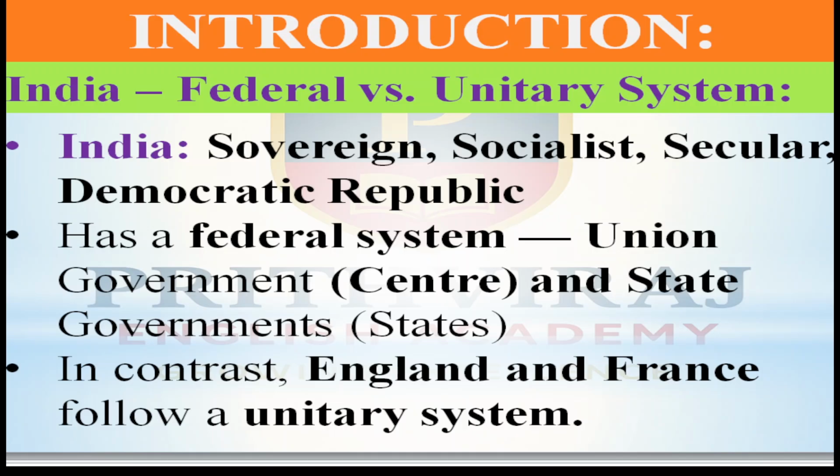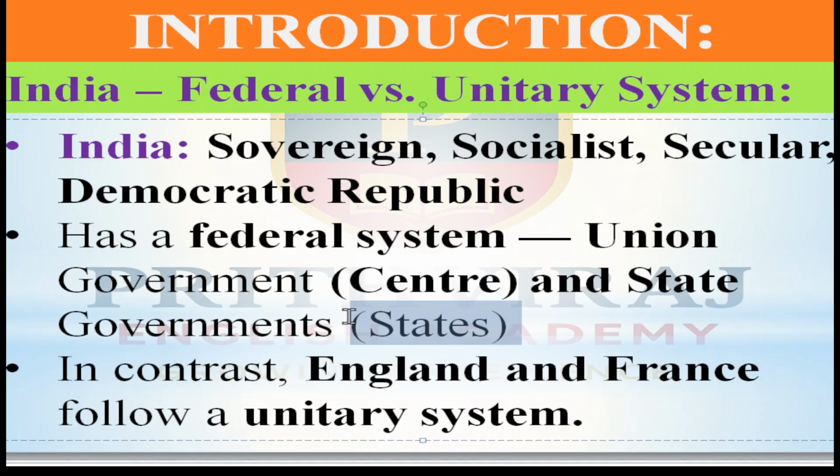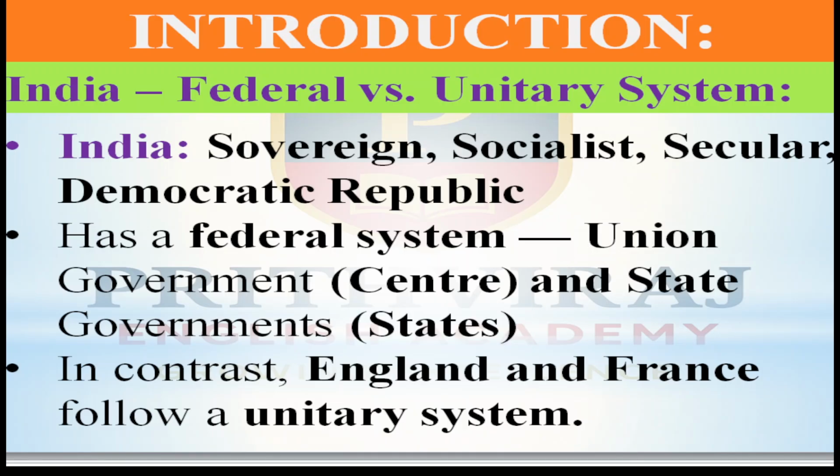Federal system means union government at the union level and state government at the state level. Federal system means what? The power is shared at different levels, that is called the federal system. I hope you are understanding the meaning of federal.